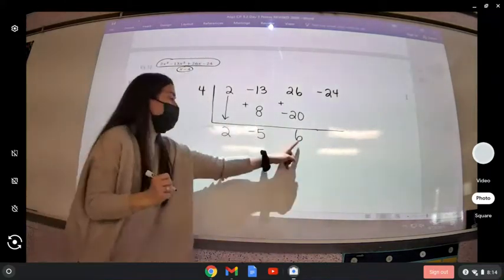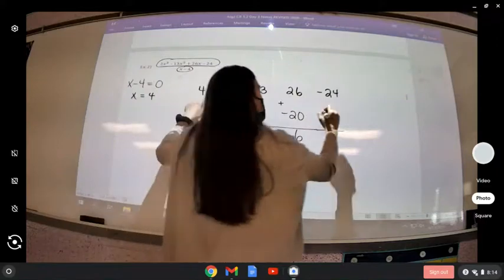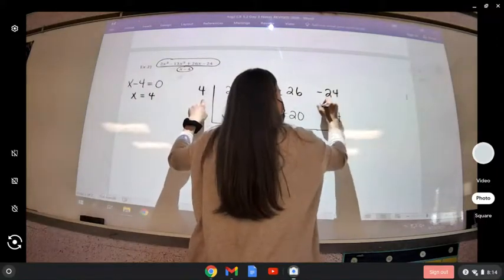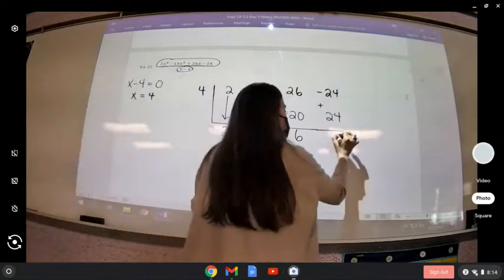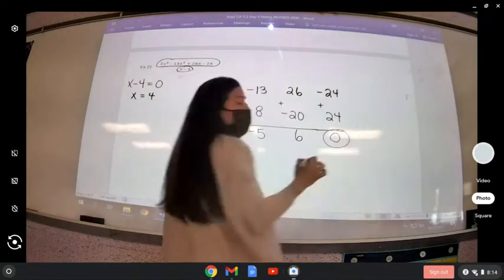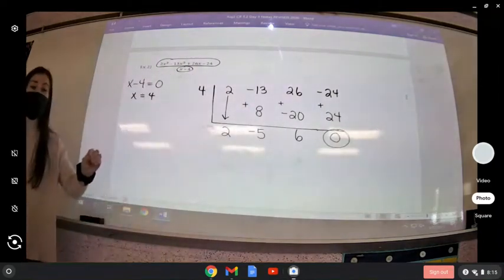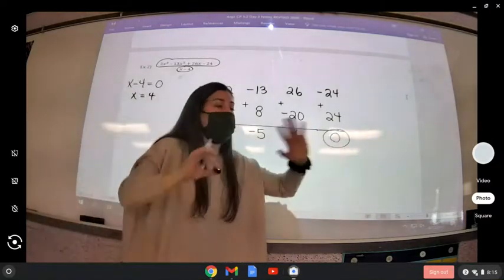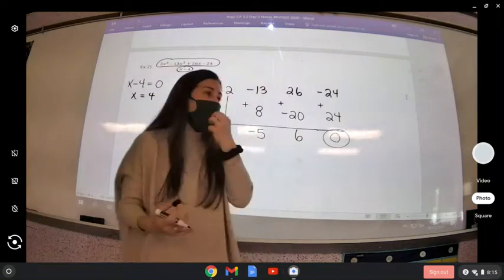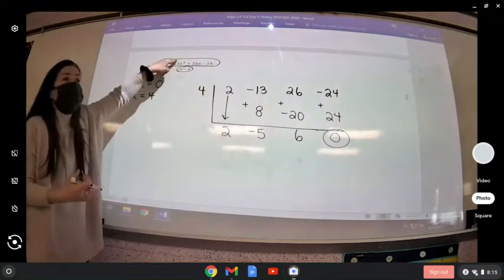All right, now we multiply. 6 times 4 is 24, and now we add. Negative 24 plus 24 is 0, and you always circle that last number because that last number always represents the remainder. So again, it means your remainder is 0, which is what we hope for when we divide. It means this divided evenly into that.